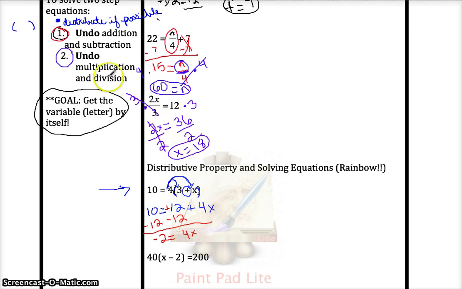And then my next step is in purple, and that's to undo multiplication and division. Here's multiplication right here, 4 times x, so divide by 4 on both sides. Negative 2 divided by 4, you can look at this like a fraction, negative 2/4 or negative 1/2. So negative 1/2 equals, well, 4 divided by 4 over here is 1, so that goes away. So negative 1/2 equals x.